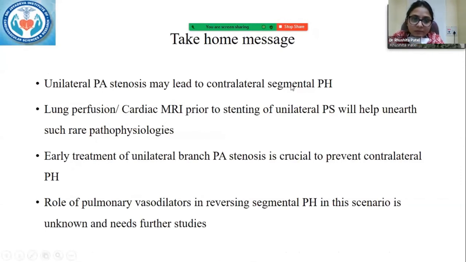A lung perfusion scan or a cardiac MRI prior to stenting of such unilateral PS can help unearth such rare pathophysiologies. Early treatment of such unilateral branch PA stenosis can be crucial to prevent contralateral segmental PH. The role of pulmonary vasodilators in reversing such segmental PH is still unknown and hence needs further studies.